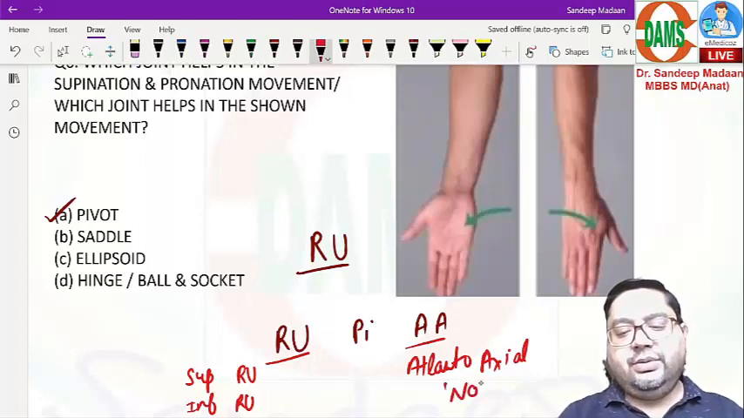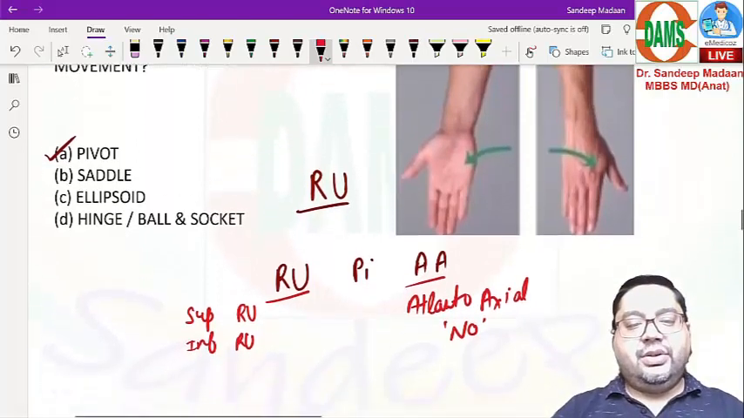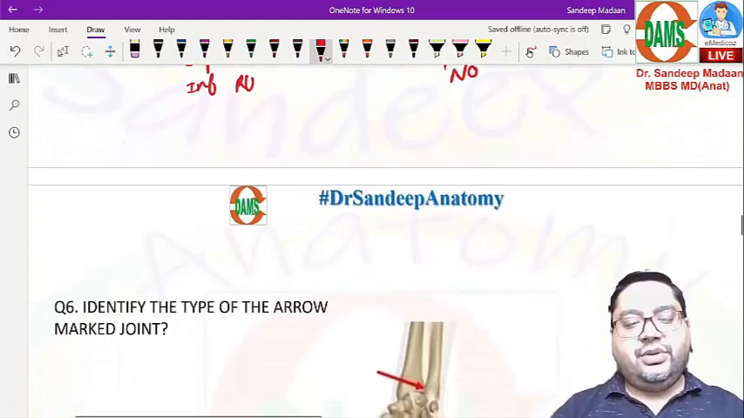And who will allow the yes movement? That will be the atlanto-occipital joint. Okay, so this question is done. Let us move on to the next.